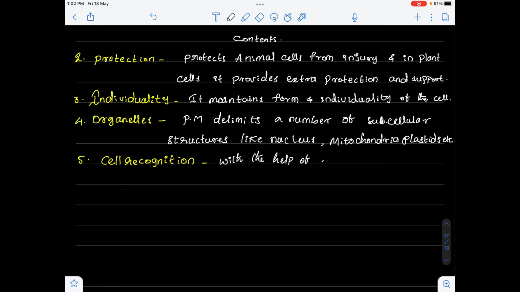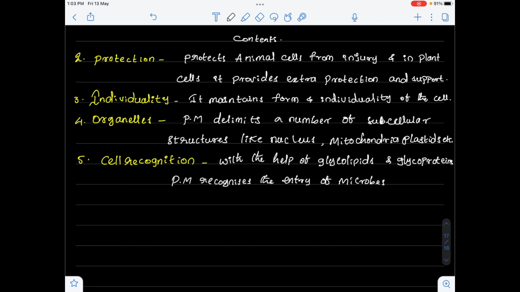With the help of glycolipids and glycoproteins, the plasma membrane recognizes the entry of microbes, and it is useful for defense mechanism against the entry of microorganisms.